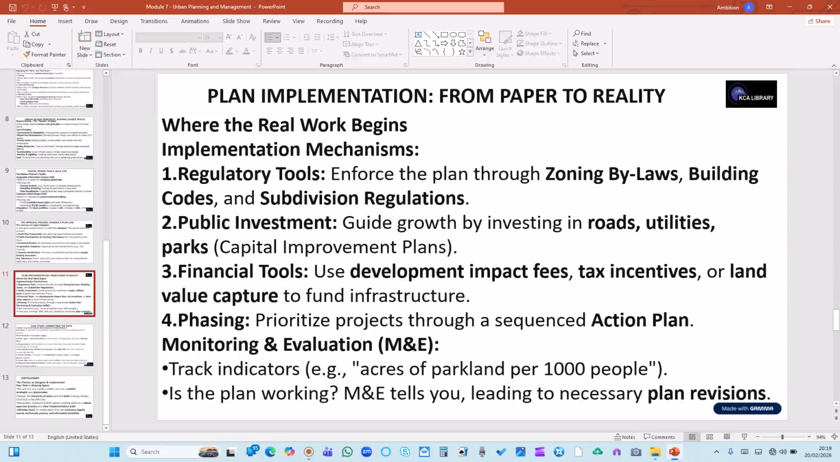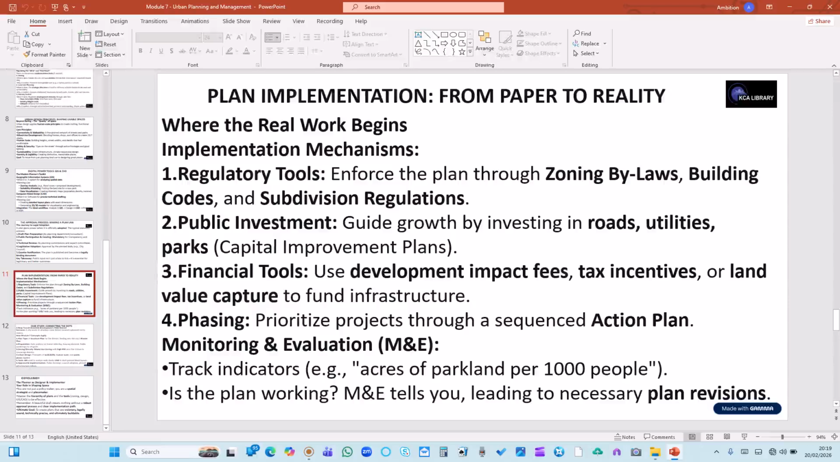Number five is phasing. Phasing involves prioritizing projects through a sequenced action plan. Then monitoring and evaluation, which is M&E, involves tracking indicators like acres of parkland per 1,000 people. So to monitor a particular place in an urban area involves the use of tracked indicators, for example, 1,000 people will be assigned to 1 acre of parkland. Then another monitoring question is whether the plan is working. Therefore, monitoring and evaluation tells you and leads to necessary plan revision.